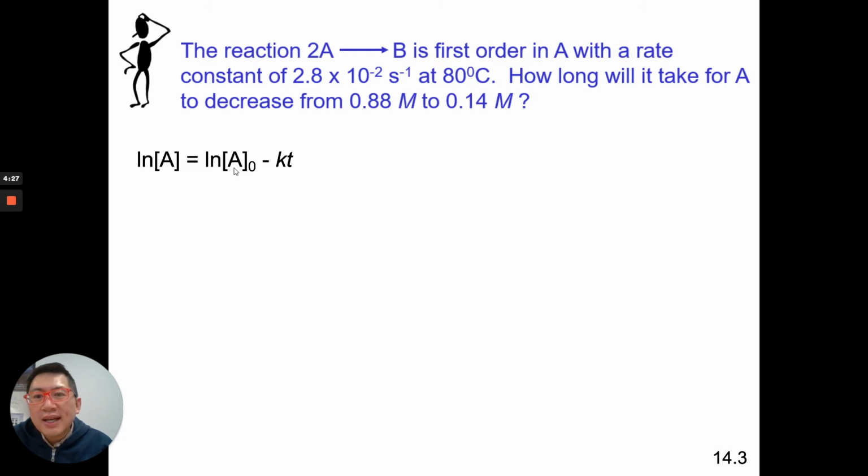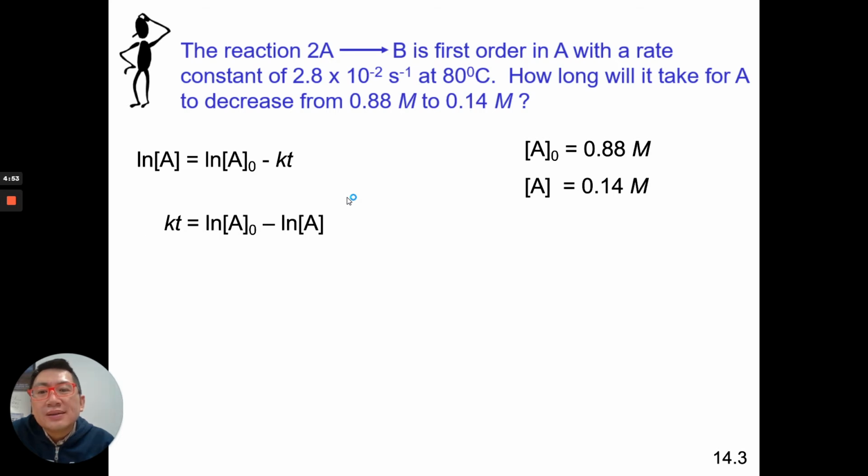Then I also need to know what A and A naught is. A is how much you have. A naught is how much you started off with. And it told us it decreased from 0.88. So the initial amount was 0.88. And at the end, it was 0.14. So I know A naught, I know A, I also know K. So there's only 4 variables. I know A naught, I know K, solve for T.